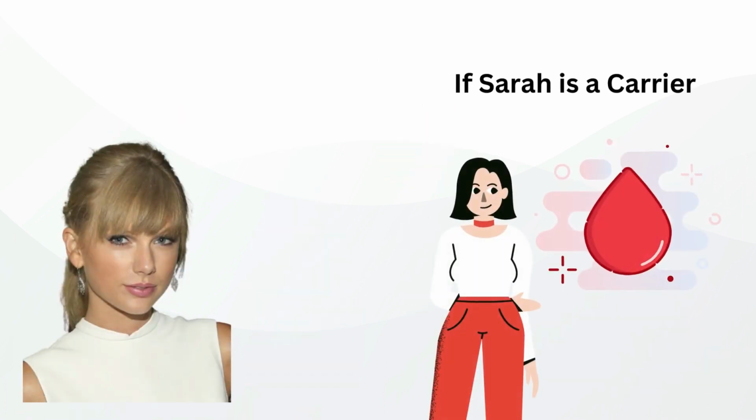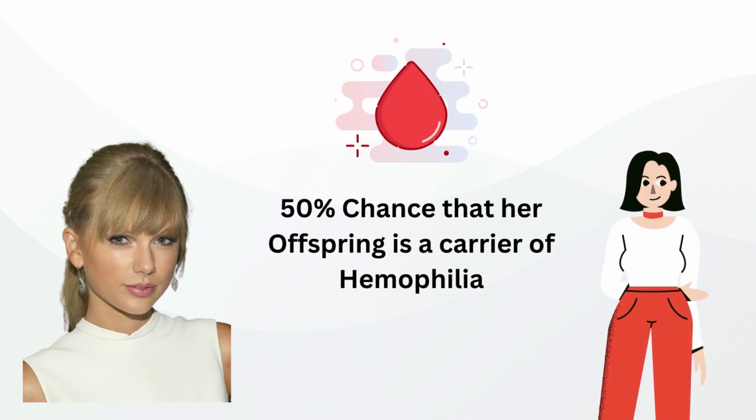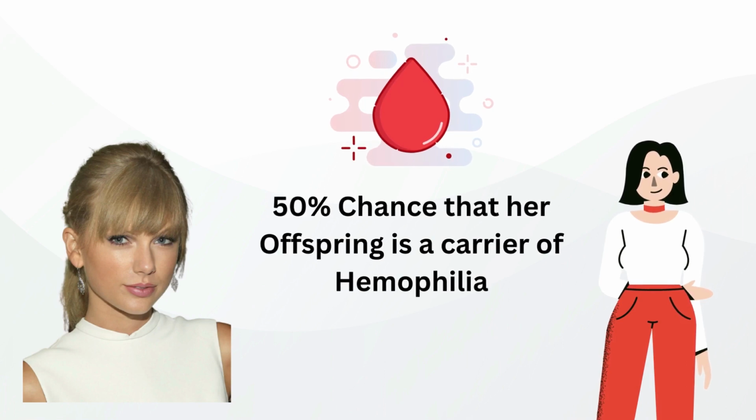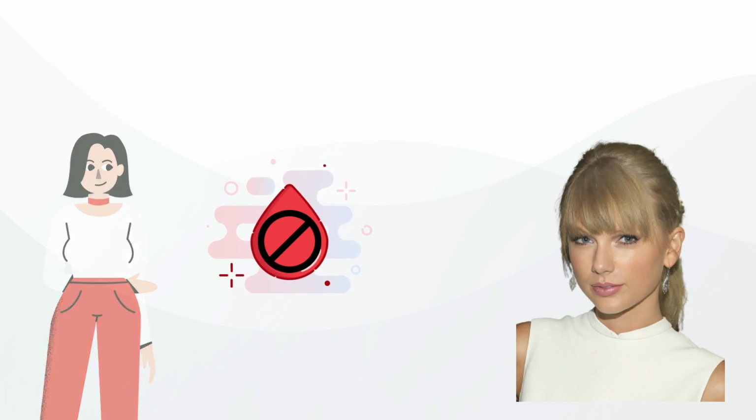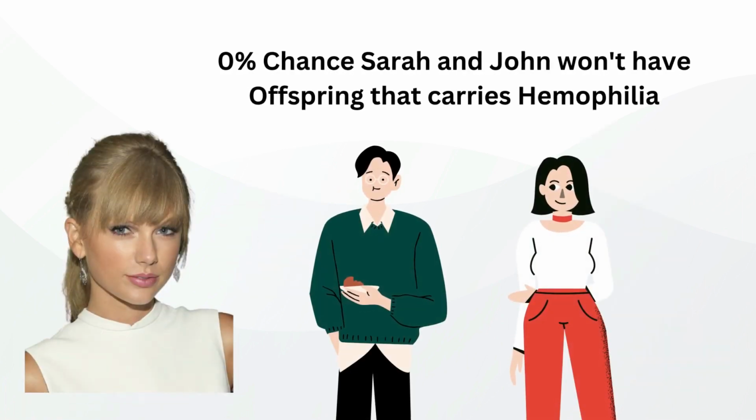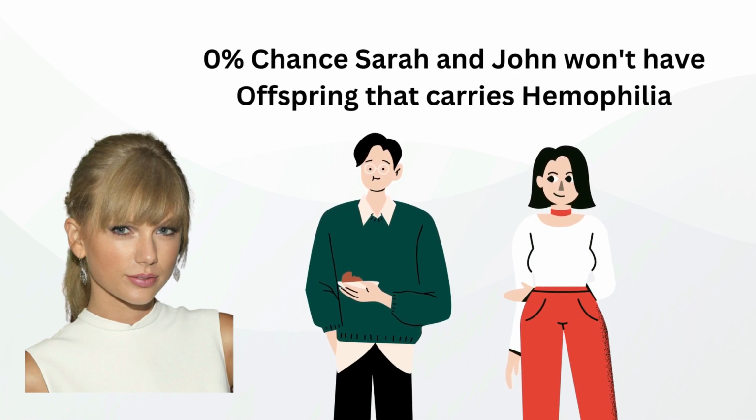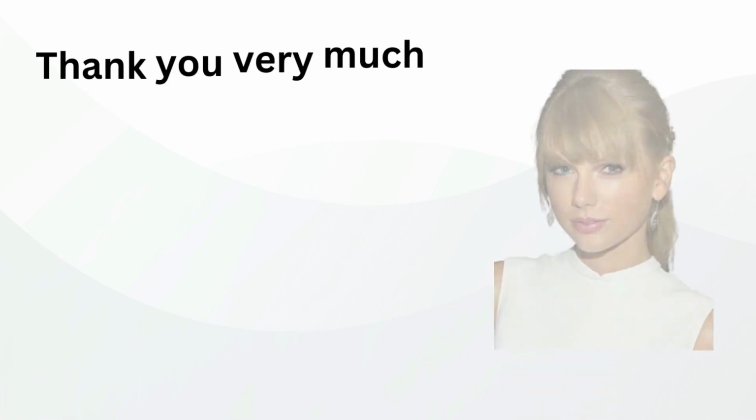If Sarah is a carrier, there is a 50% chance that each of her children, both male and female, will inherit the affected X chromosome and be carriers like Sarah. If Sarah is not a carrier, their children will not inherit hemophilia since it is a recessive condition, and both parents need to carry the affected gene for it to be passed on to their children. So that's about it.